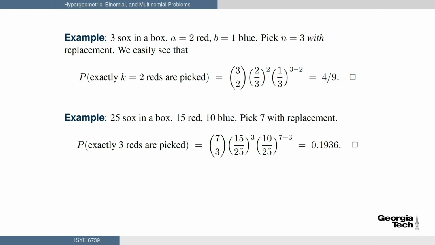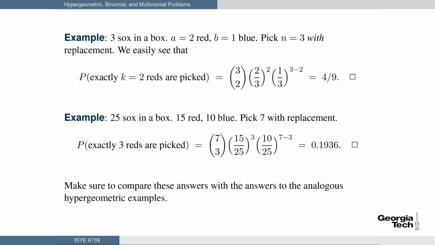That's a little bit closer to the hypergeometric answer. It's because the sample size is bigger. There's more socks, bigger sample. That's what's going on. So what I'd like you to do for now is just compare the analogous answers between binomial and hypergeometric so you can see how they differ. We'll talk more about that later on.